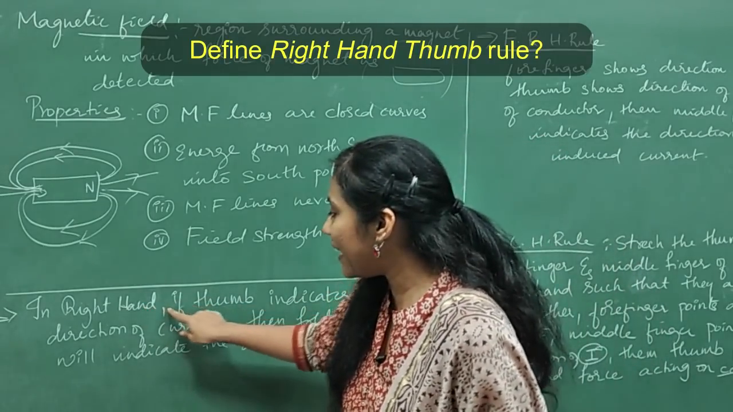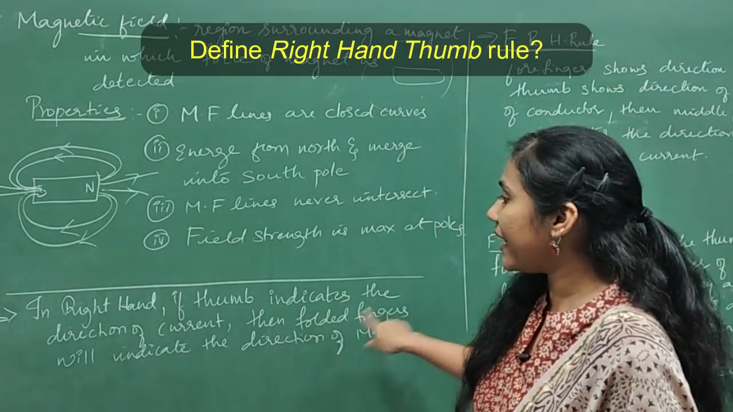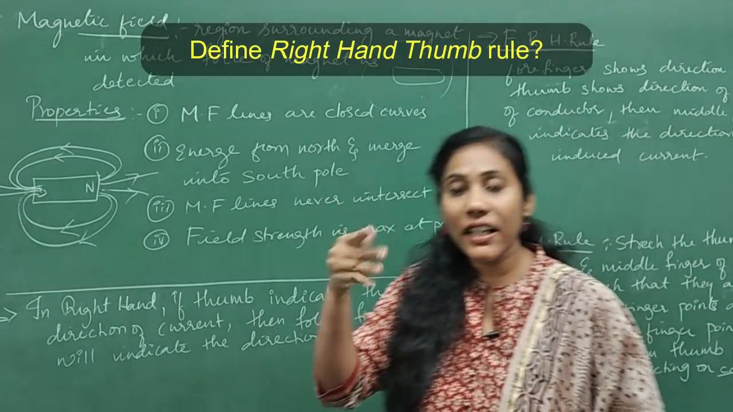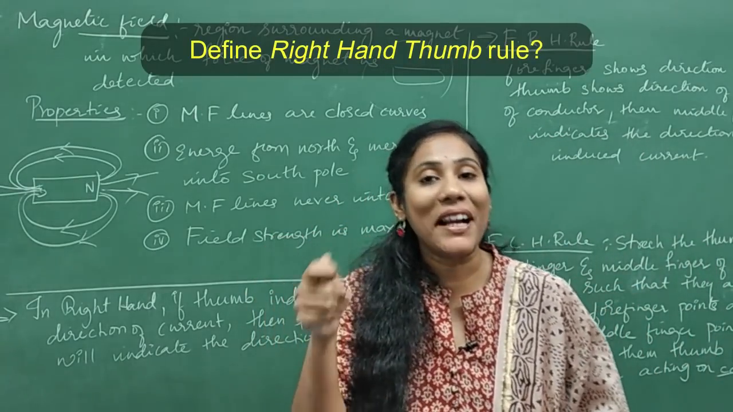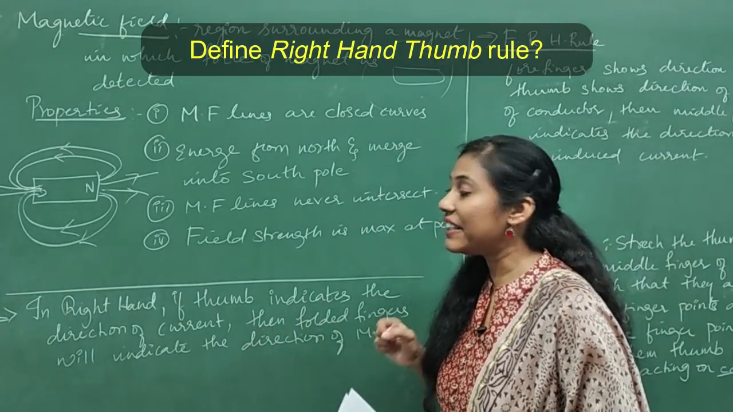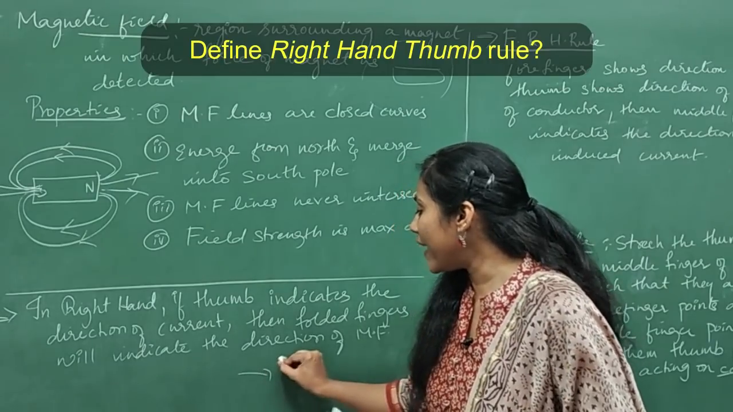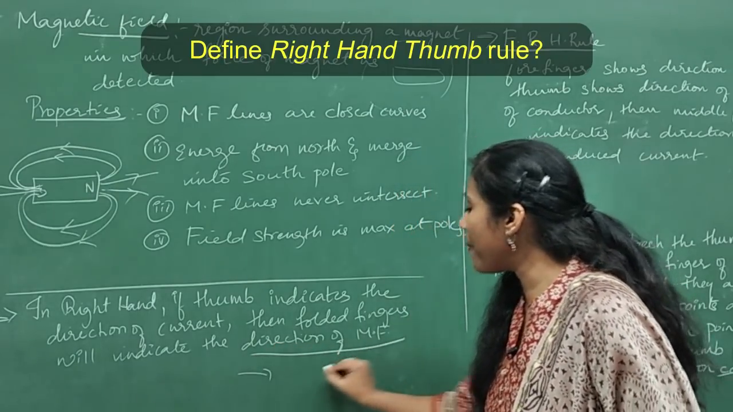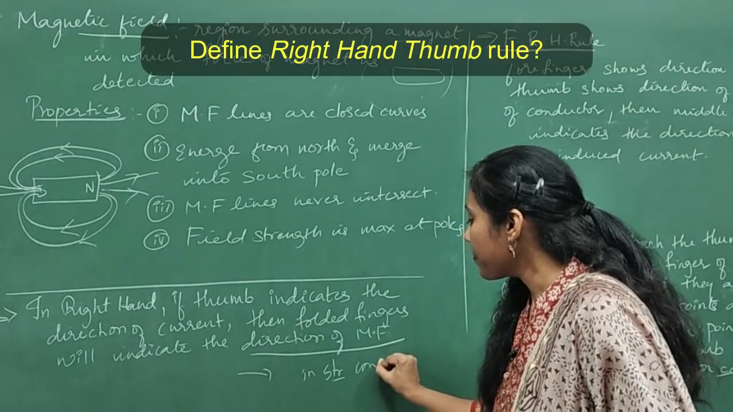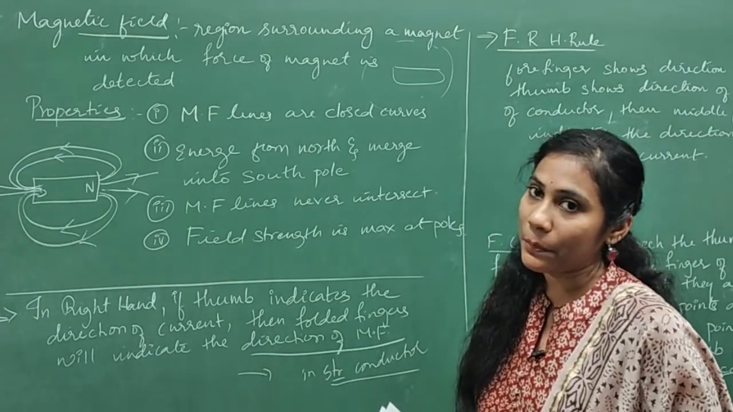So how do you define right hand thumb rule? In a right hand, if thumb indicates the direction of current, then the curled fingers indicate the direction of magnetic field, isn't it? So that is the definition of right hand thumb rule. Using right hand thumb rule, we can find out the direction of magnetic field in a straight conductor. This is also a very, very important point.